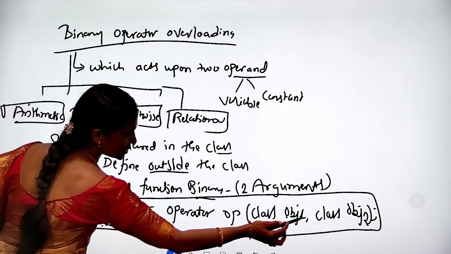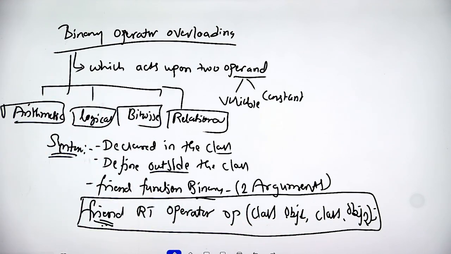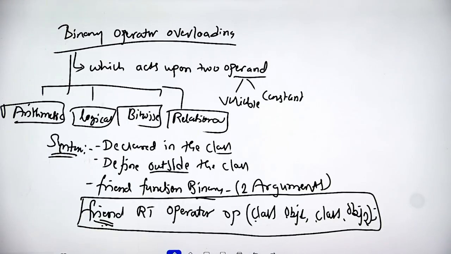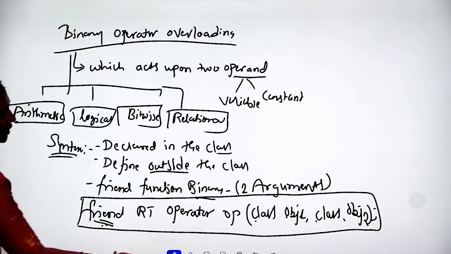So if you want to access the data members and member functions of the class, then we need to mention to which class it belongs. Hence, this is the syntax. I hope you are clear with the syntax. So let's see where it is applicable. Why do we need this overloading?